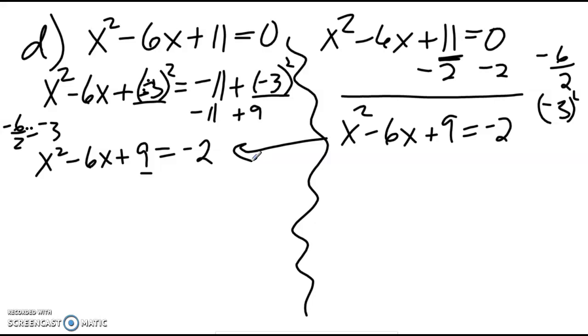Okay, so I'm just going to work on the right. So we know that this will factor into x minus 3 squared because we always use b over 2 in this spot. And then I have equals negative 2. So to undo the square, take the square root.